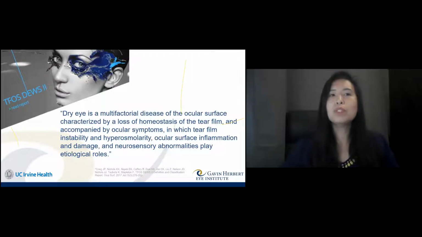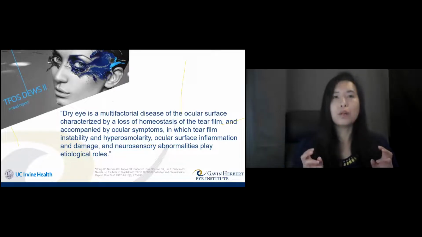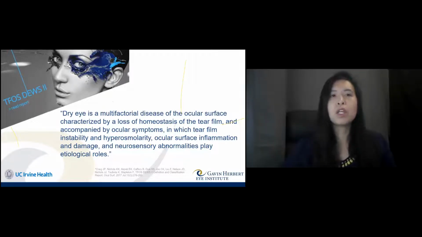Dry eye is a multifactorial disease of the ocular surface characterized by a loss of homeostasis of the tear film, and that is the most important phrase in this definition. It is accompanied by ocular symptoms in which tear film instability and hyperosmolarity, ocular surface inflammation and damage, and neurosensory abnormalities play etiological roles. So this is a mouthful, but let me break it down: this disease is not caused by one thing.